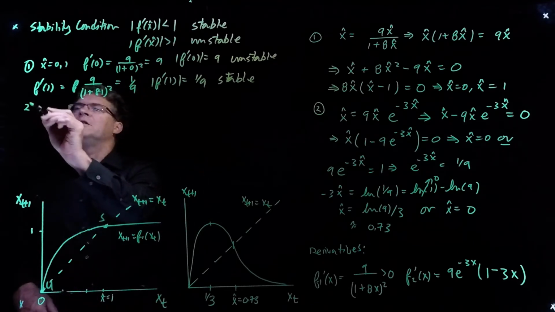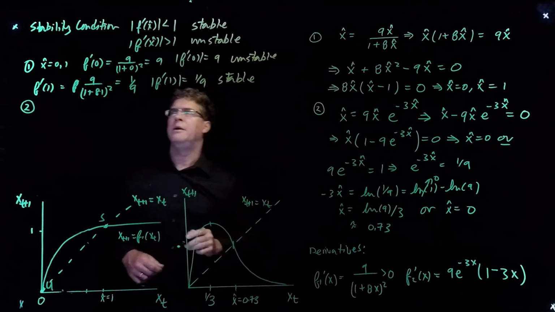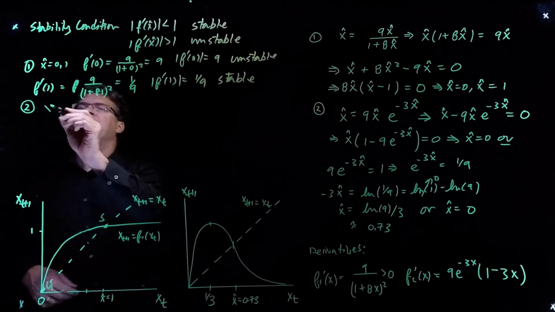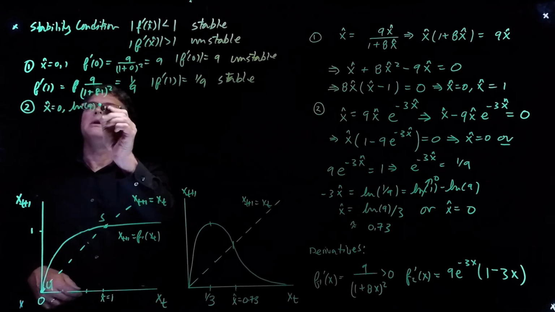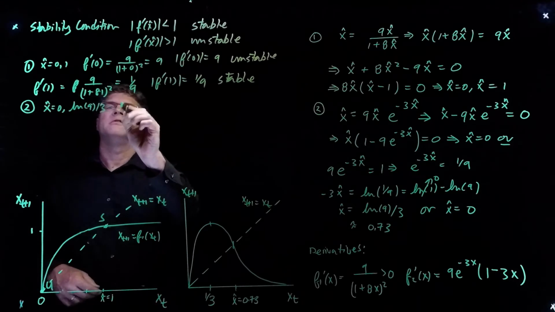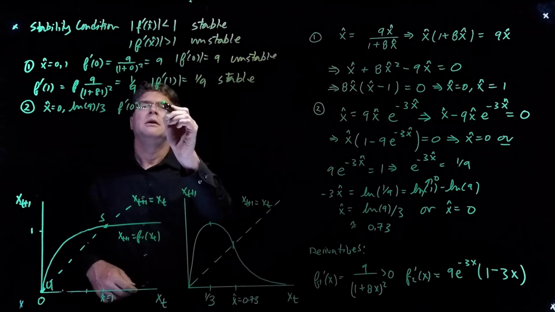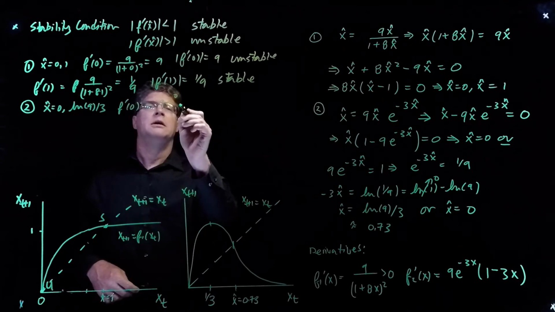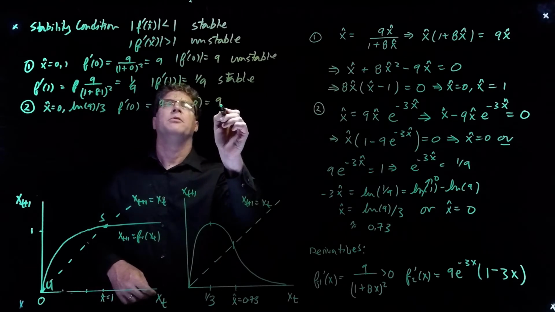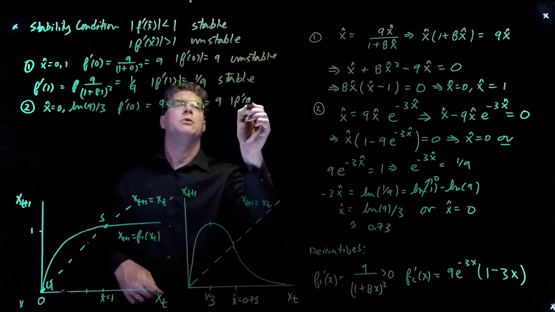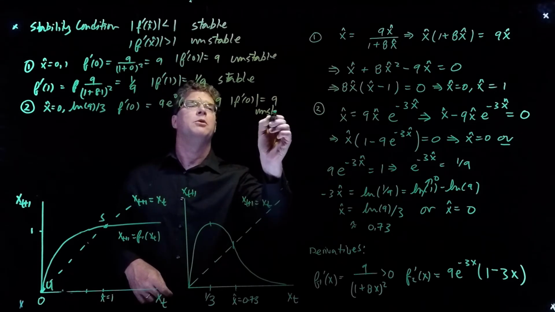Let's look at the second function. This is the Ricker function that has this interesting shape where it goes up and comes down. And we have our two values for x hat. X hat is equal to 0 and log 9 over 3. So let's look at 0 first. F prime of 0 is equal to 9 e to the 0 times 1 minus 0, which is equal to 9. So then we have the absolute value of f prime of 0 is equal to 9, and so it's unstable.